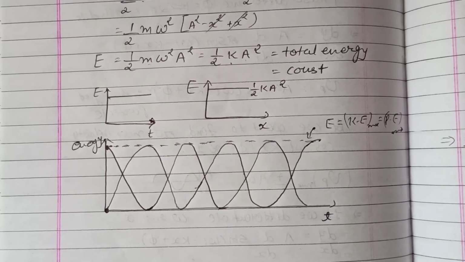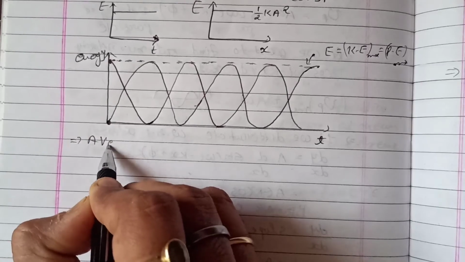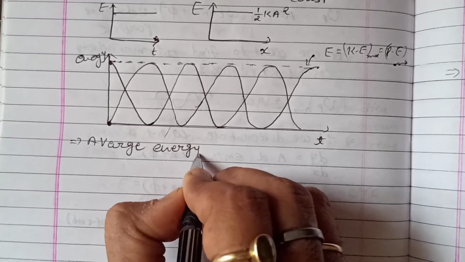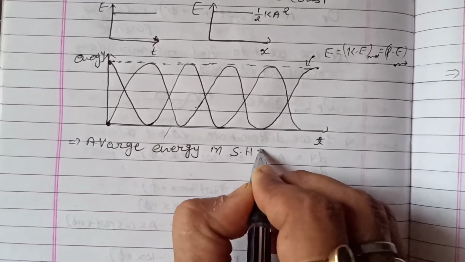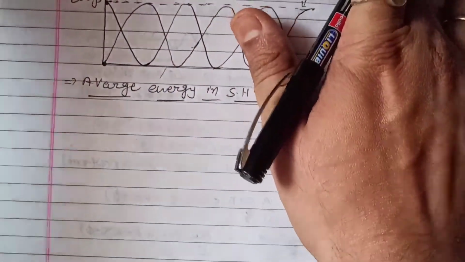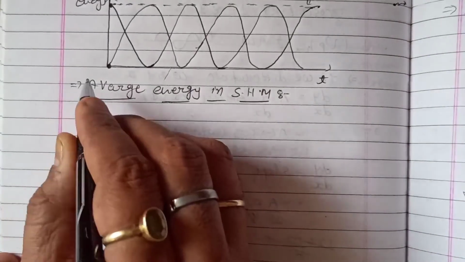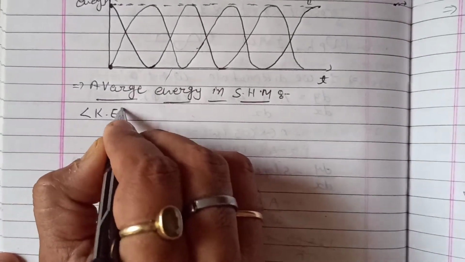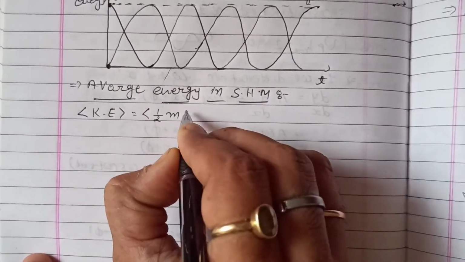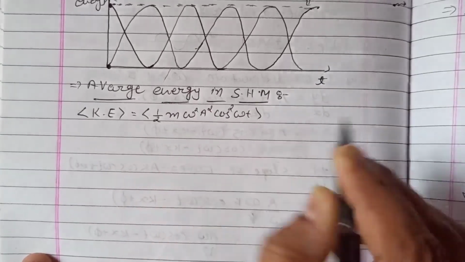Okay, now we discuss the average energy in SHM. First of all, I will discuss kinetic energy. So this is kinetic energy: 1/2 m omega square a square cos square omega t.